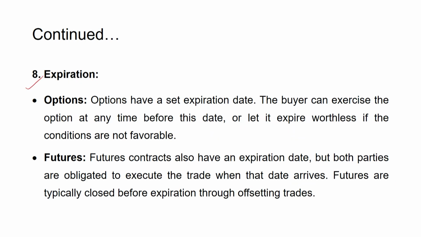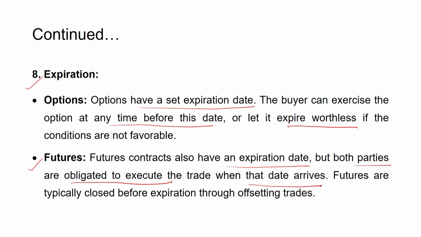The next difference is expiration. On the basis of expiration, the options have a set expiration date. The buyer can exercise the right given to them until the expiration date of the option contract. If they leave their right, then it becomes worthless. Whereas in the case of future contracts, the future contracts also have an expiration date and both the parties are obligated to execute the trade when the expiration date arrives. So, futures are typically closed before the expiration through offsetting of the trades.